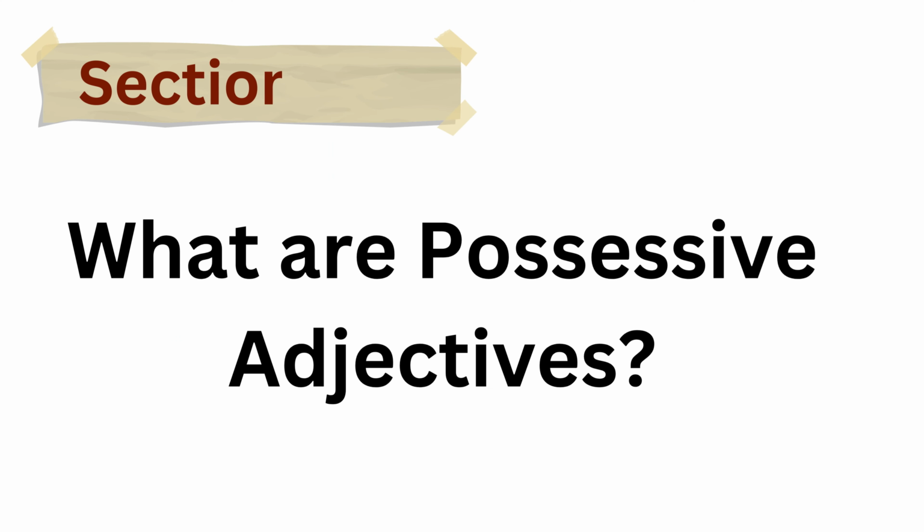Section 1. What are possessive adjectives? First, let's define what possessive adjectives are. Possessive adjectives are words that show ownership or possession. They help us describe who something belongs to.